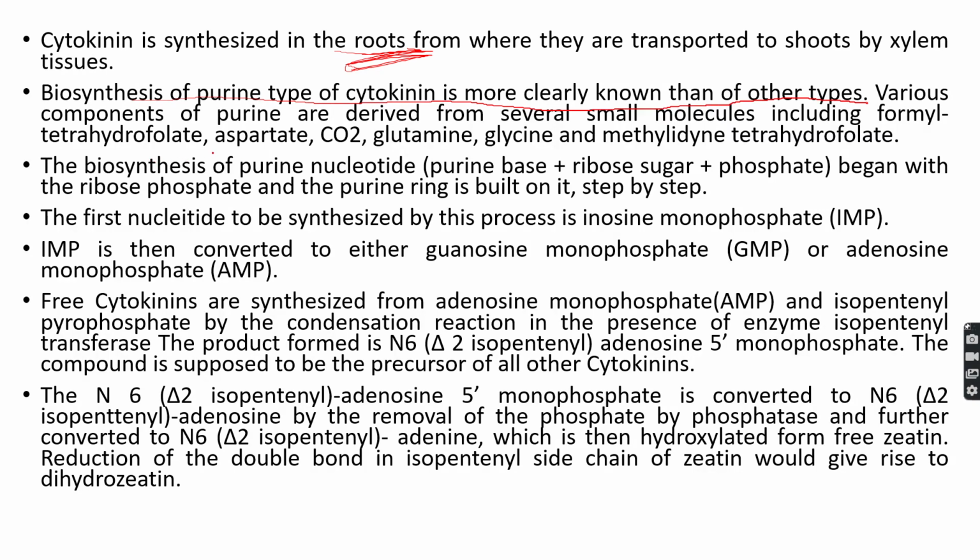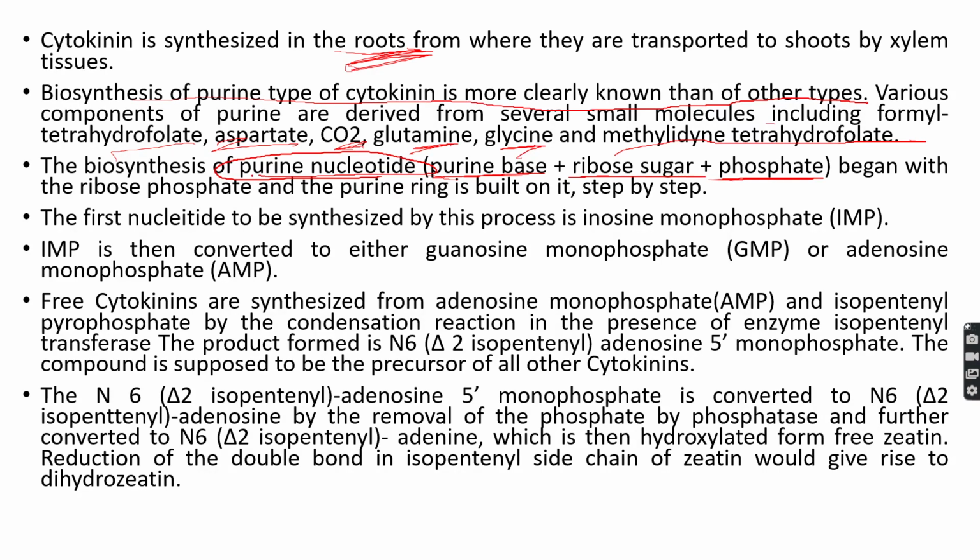Various components of purines are derived from molecules like formyl tetrahydrofolate, aspartate, and your carbon dioxide, glutamine, glycine, methylene tetrahydrofolate. So the biosynthesis of purine nucleotide is basically, yes, this is important. What is purine nucleotide? Purine nucleotide is basically your purine base, ribose sugar, and phosphate.